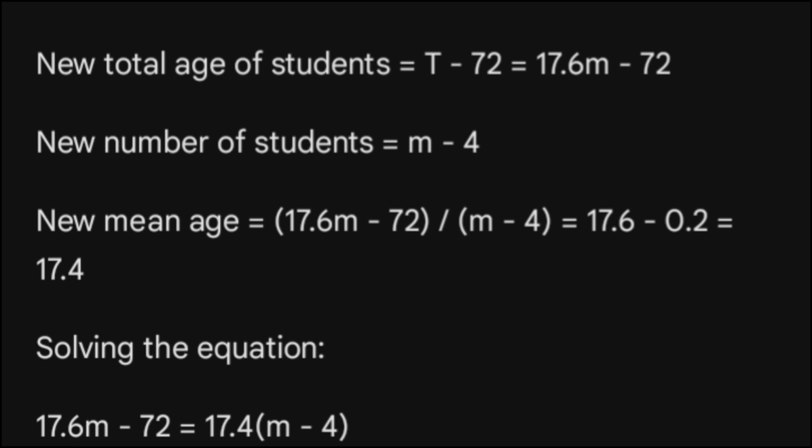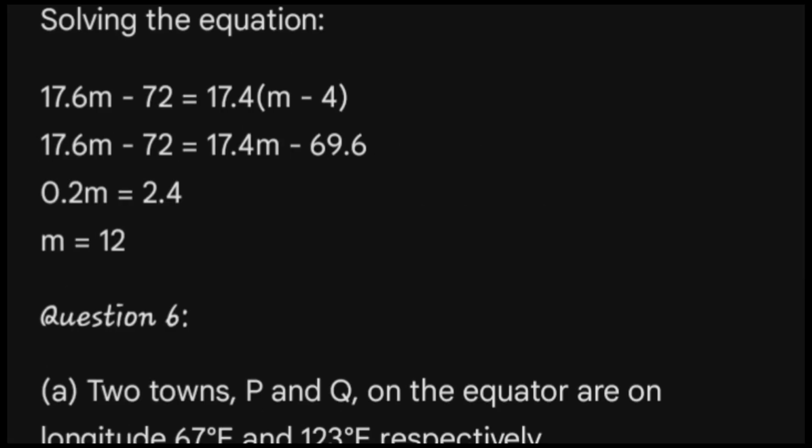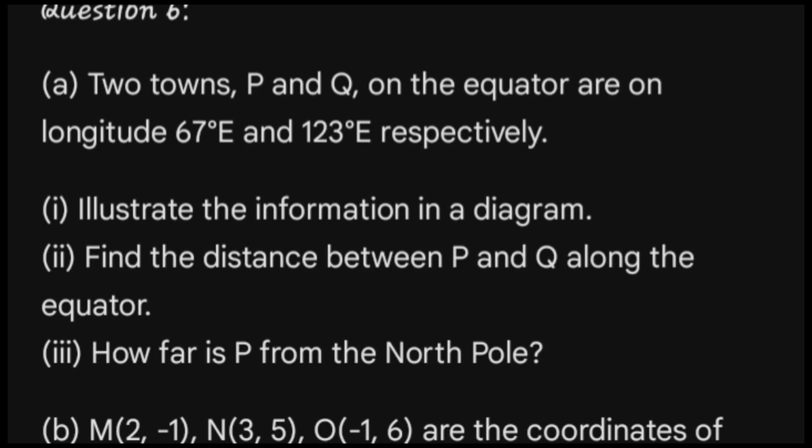New mean age equals 17.6 meters. 72 divided by (m - 4) equals 17.6 minus 0.2 equals 17.4. Solving the equation: 17.6 meters minus 72 equals 17.4, or m - 4. 17.6 meters minus 72 equals 17.4 meters. 0.2 meters equals 2.4. M equals 12.